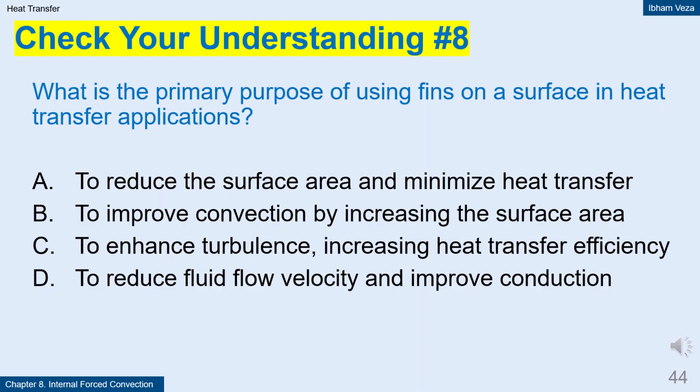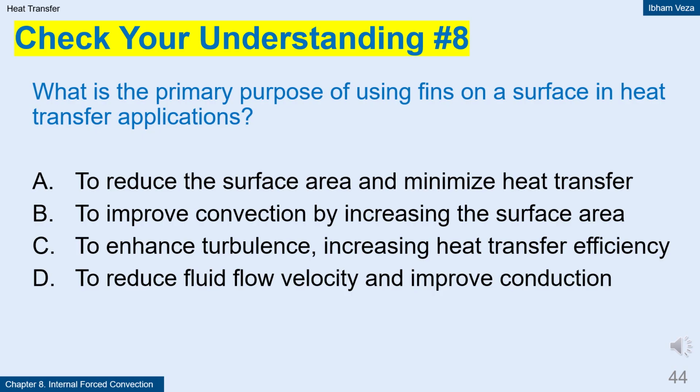Correct answer: B. To improve convection heat transfer by increasing the surface area. Explanation of incorrect options. A. To reduce the surface area and minimize heat transfer. This is incorrect because fins are specifically designed to increase surface area, not reduce it, for better heat transfer.